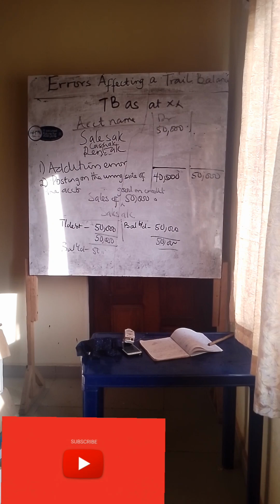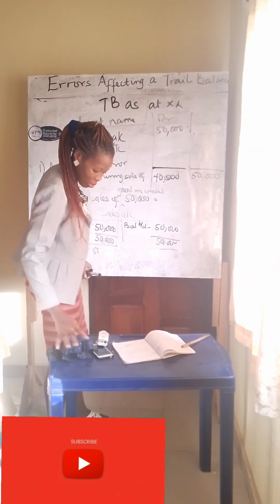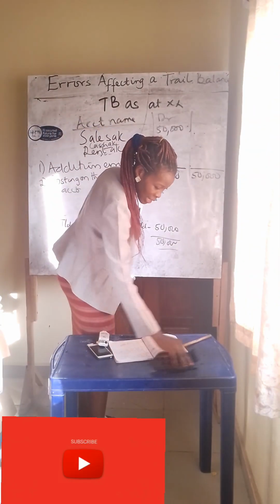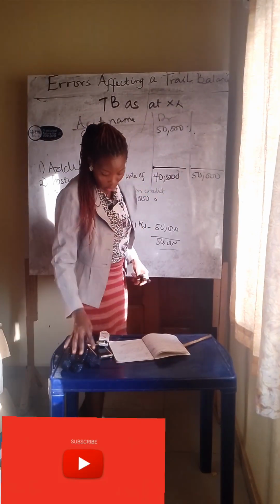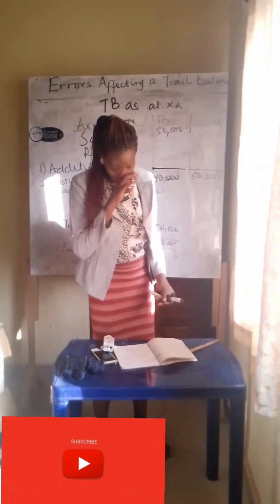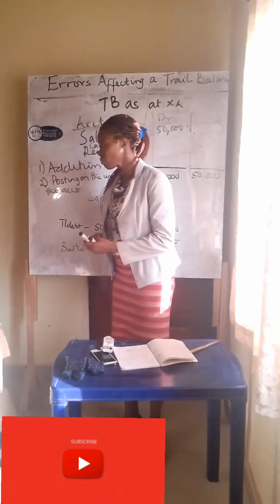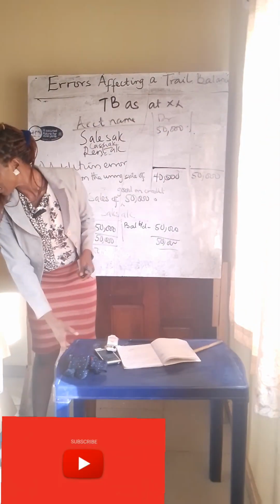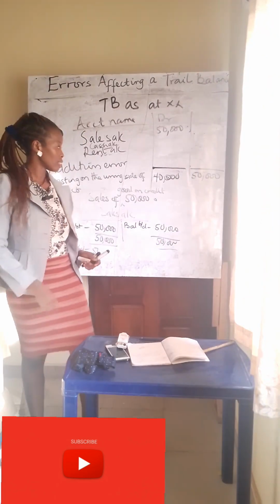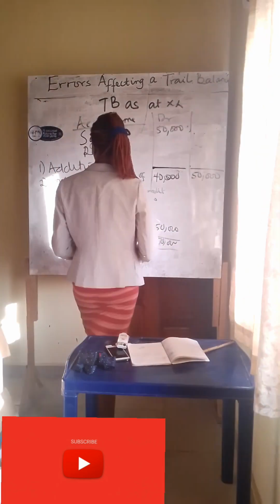Now, because of this wrong posting, it's going to go a very long way in affecting our trial balance, because even the debit side and the credit side are not aware of what has happened. But you as an individual will know that this account was posted wrongly, and that is why the transaction did not balance. So be very, very careful when posting.